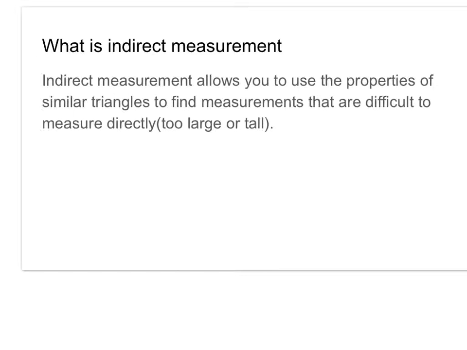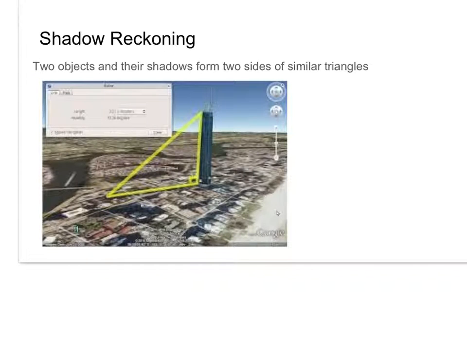difficult to measure directly. So either they're too large or too tall. So for example, trying to find how tall a statue is, how tall a tree is, how tall the basketball hoop is. You can use your shadow to find heights of things you can't measure with a ruler, basically. So they use what they call shadow reckoning.